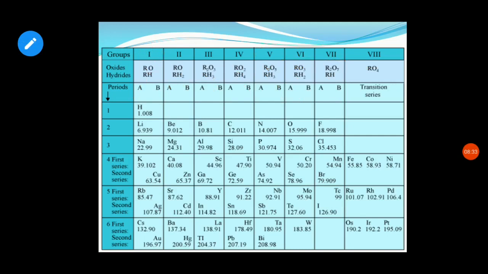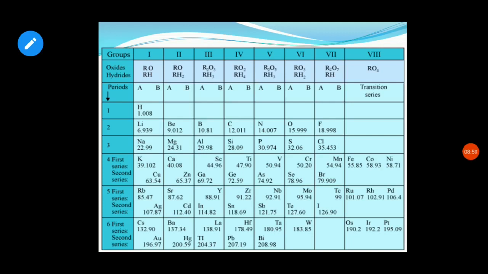And in the periods, when you move from left to right, on the left side, the metals are arranged. So when you move from left to right, the metallic character will decrease and the non-metals will start. These are the features of Mendeleev's periodic table.